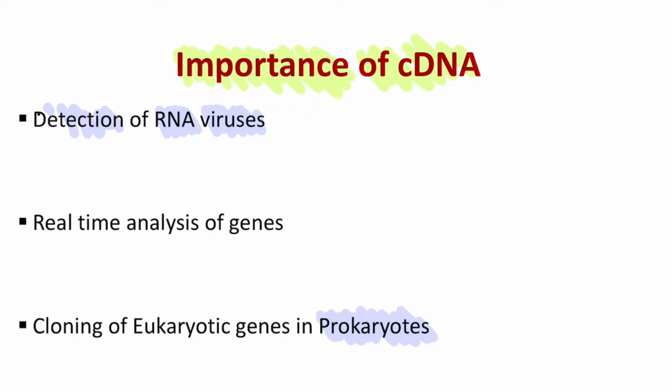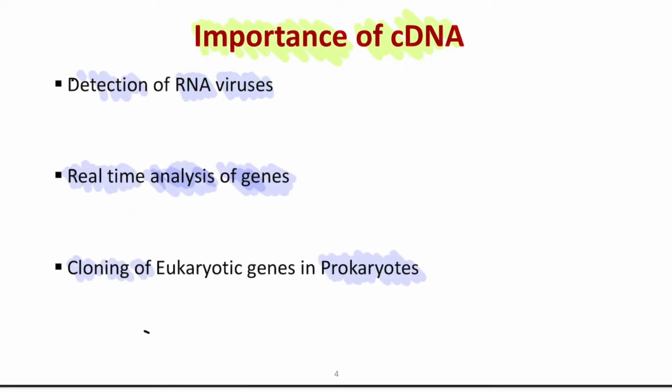And the second application of the cDNA is when you want to study the real-time expression analysis of a particular gene. At that time, you have to convert your RNA molecules into the complementary DNA, and then you can design the primers for your target genes, and then you can check the expression of the particular genes. In that case also, it is very important to convert RNA molecules into the cDNA. So also in this case, cDNA is very important.